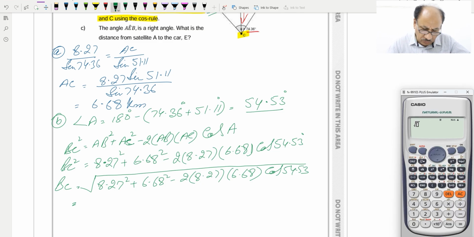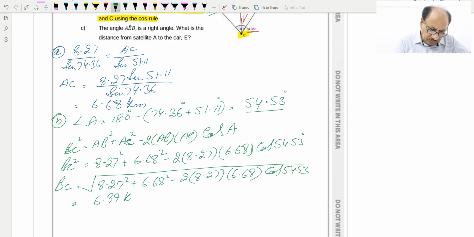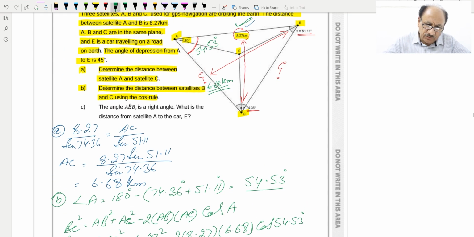This will be the square root of 8.27 square plus 6.68 square, and minus 2 into 8.27 into 6.68, and then cos of 54.53. Again, your calculator should be in degree mode. This gives 6.99 kilometers. This will be the answer for part B, which is 6.99 kilometers.